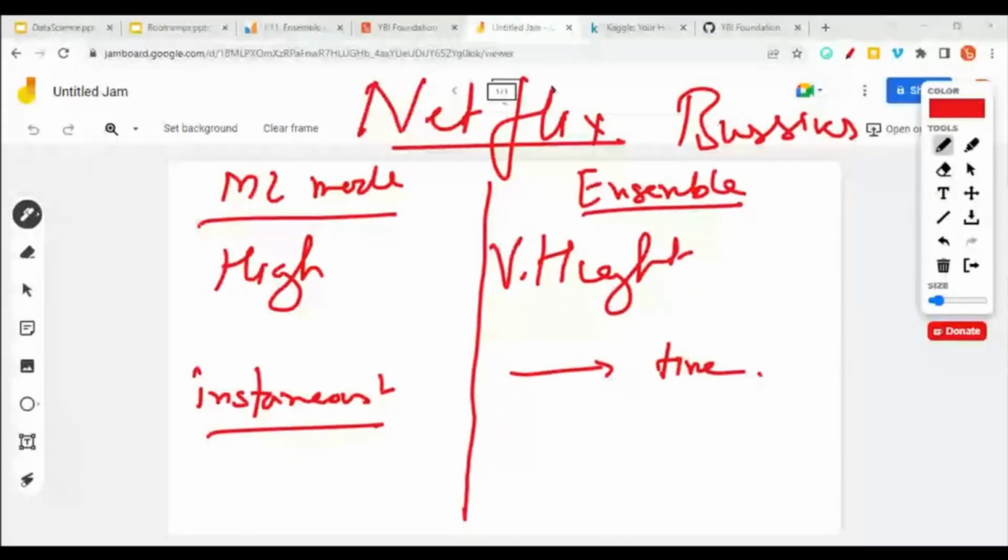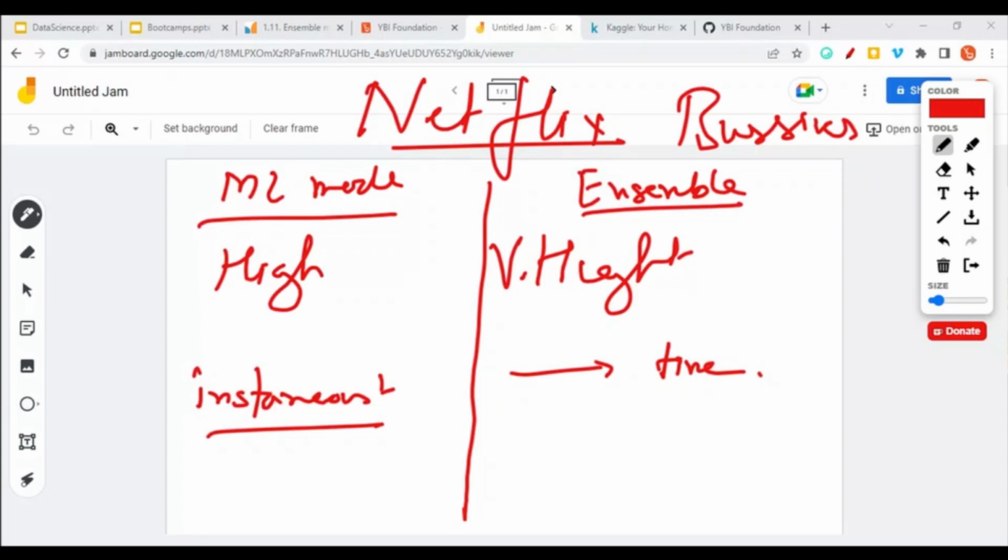For a Netflix-like business model, which would you prefer? What is the trade-off? Very high accuracy but some delay, or high accuracy but instantaneously? Which one do you prefer, ML-like or ensemble-like? Which type of model would you prefer for this? ML-like. We need ML-like.